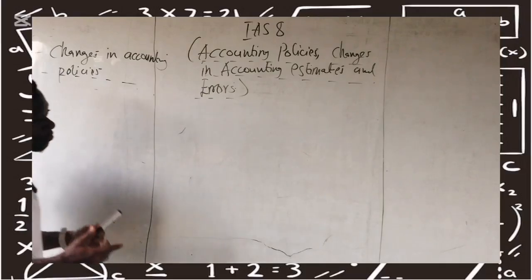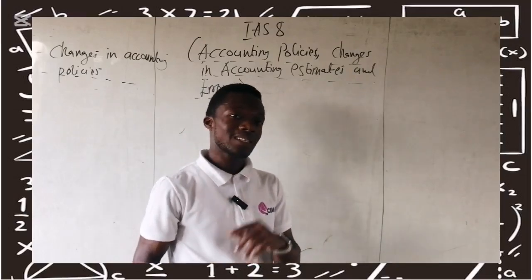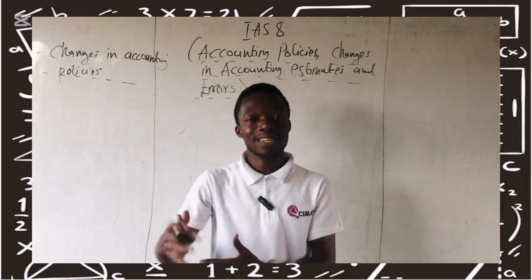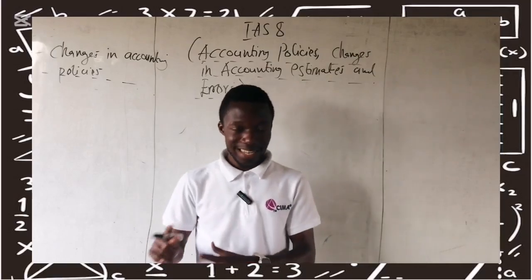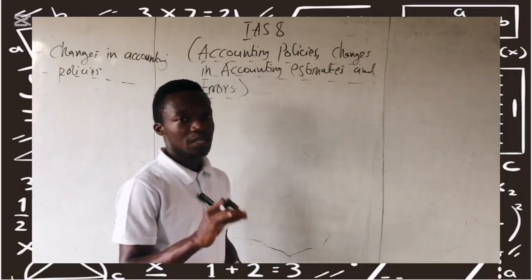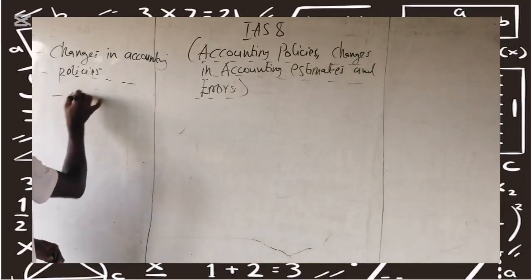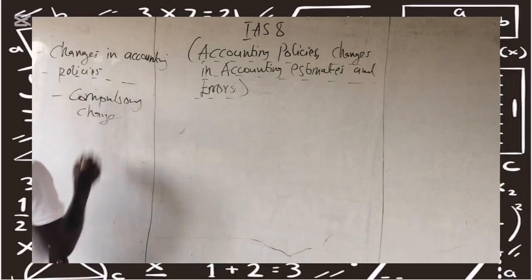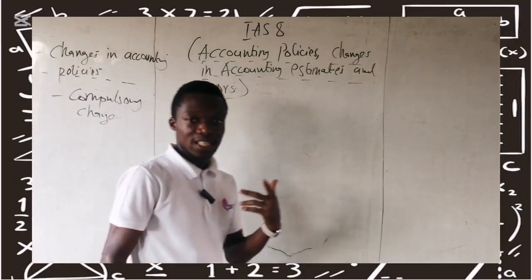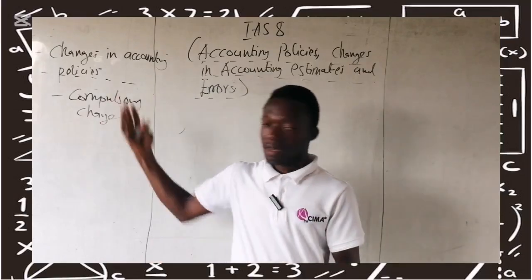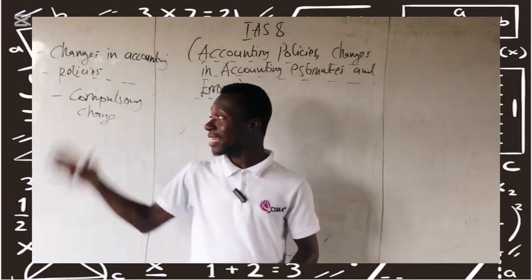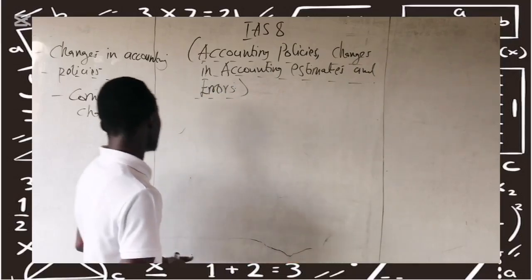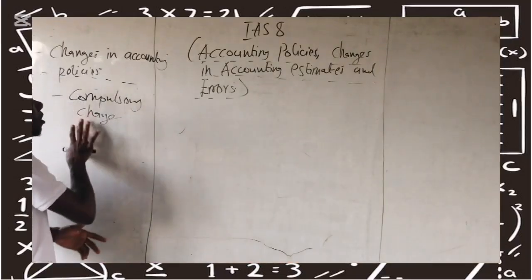When, for instance, there is a change in how the standard treats the event or the transaction, or a change in the interpretation of how the standard accounts for such event or transaction, then there should be a change in the accounting policy. We call this change what? A compulsory change. Where there is a change in the standard or the interpretation of the standard, such policies should also reflect the change so that the transaction is treated as per the change or the interpretation of such standard. So this is what we call the compulsory change.